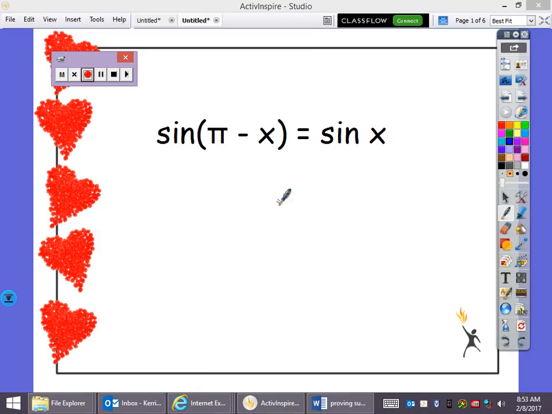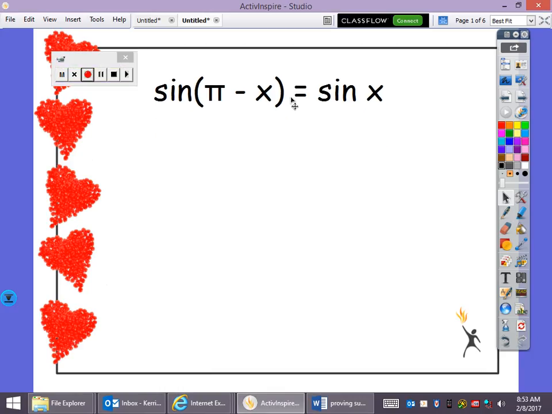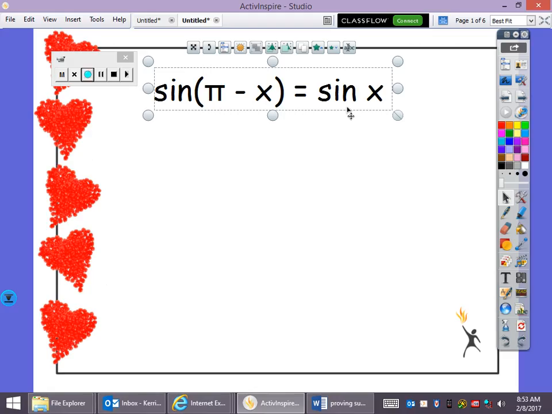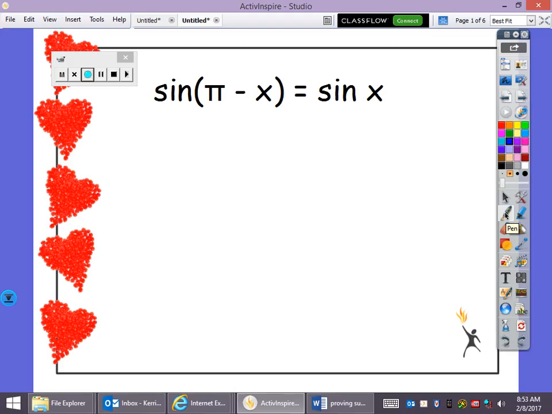Okay, now we are going to prove the sum and difference identity. If you remember from previous proofs, we leave the most simple side alone. So this right here is the start of the problem. This is the end. They want me to fill in the work in between. That's how you should think of it, okay? So this is sine, so I'm going to use the sine formula.